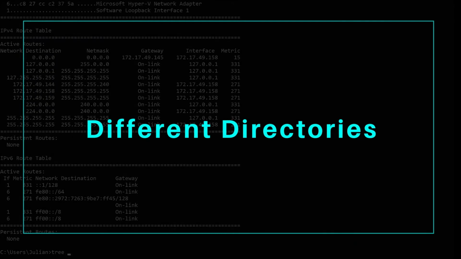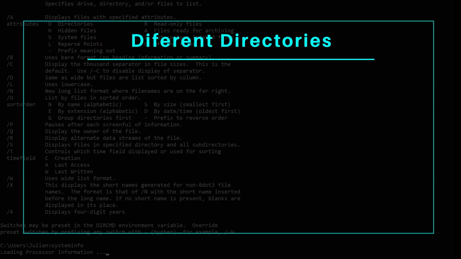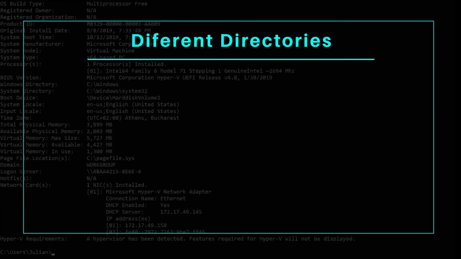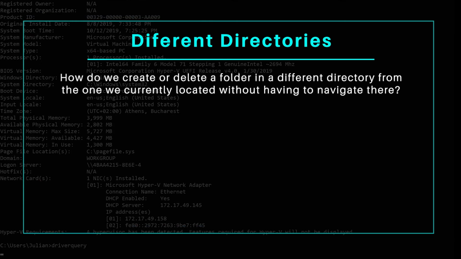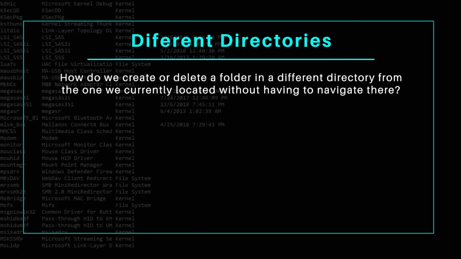Different directories. Typing mkdir directly followed by a name for a folder will create a folder in our current working directory, as we saw previously. But what if we want to create or delete a folder in a different directory from the one we are currently located in, without having to navigate there?